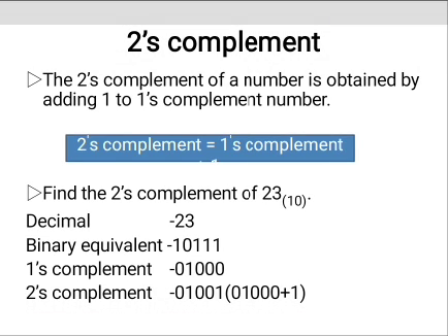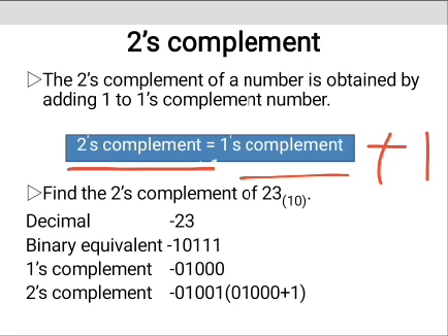Next, two's complement. The two's complement of a number is obtained by adding 1 to the one's complement number. That means two's complement equals one's complement plus 1. First we must do the one's complement. Afterwards, by adding 1, you will get the two's complement.